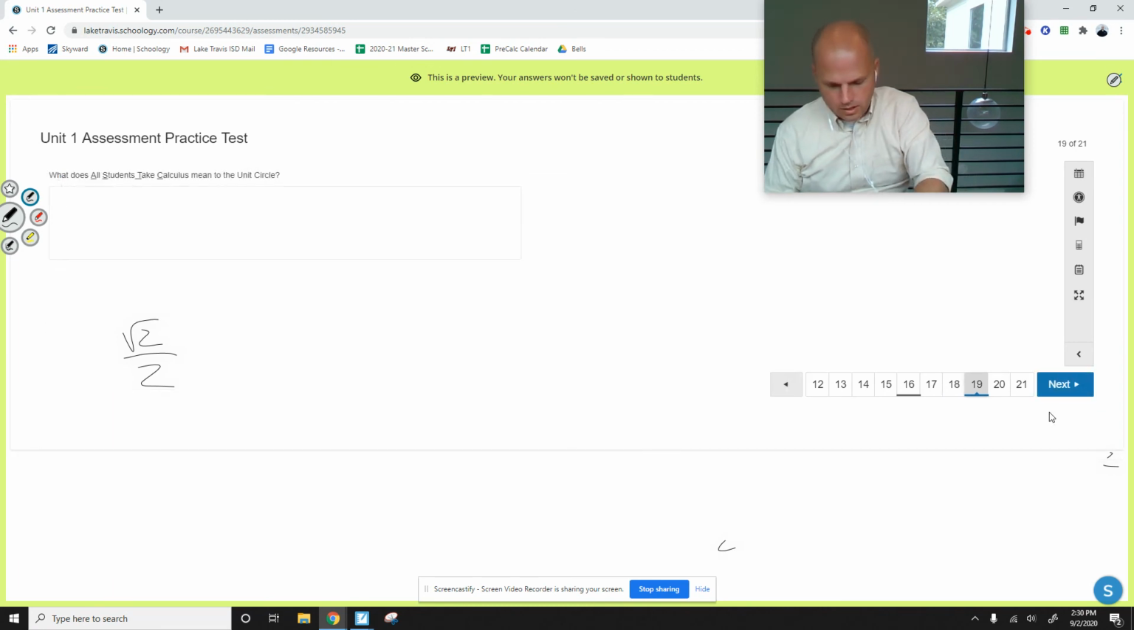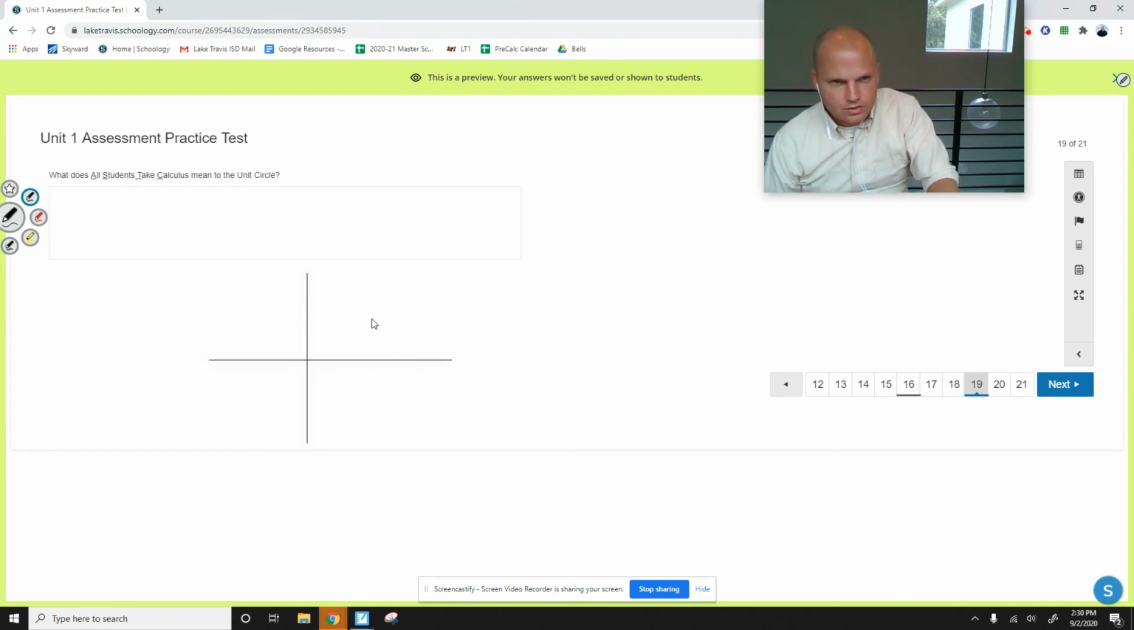Okay, 19. All Students Take Calculus. Don't worry about it. Honestly, just don't worry about it. It's what I use when we start doing things like solving trig equations. What you do is you do A in the first quadrant, S in the second quadrant, T in the third quadrant, and C in the fourth quadrant.